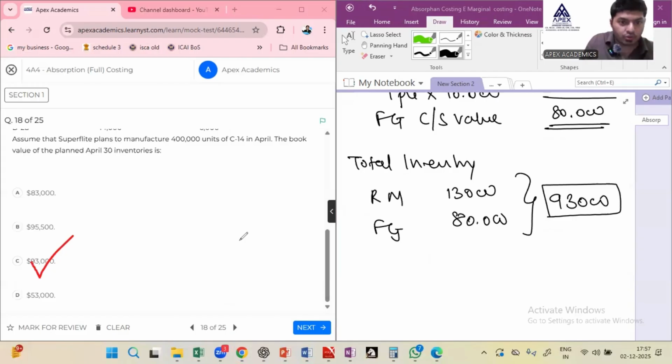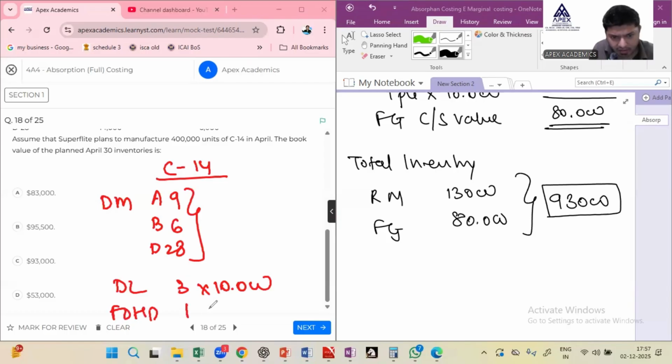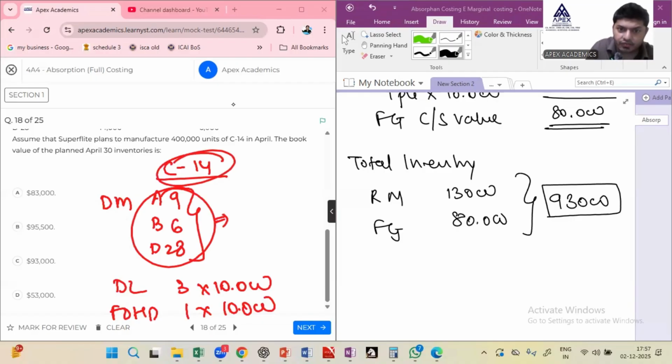Let's go now to question number 19. But before I go, please try to understand. When I did the C14 valuation, what will I need in it? Direct material will be needed, so the value of A9, B6 and D28 will be used. Then direct labor at the rate of 3 per unit for how many units? 10,000 units. Then fixed overhead at 1 per unit for how many units? 10,000 units. And we have already seen the full calculation here. So this is why this is the value of C14.